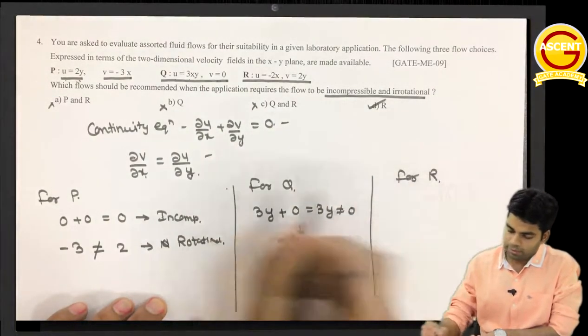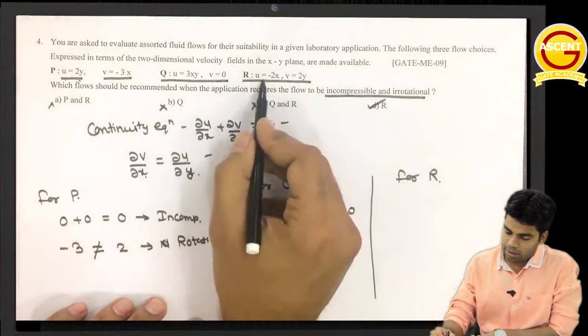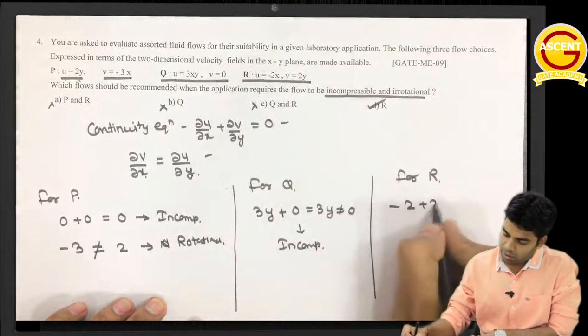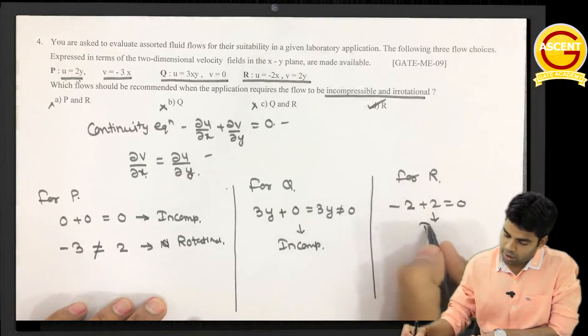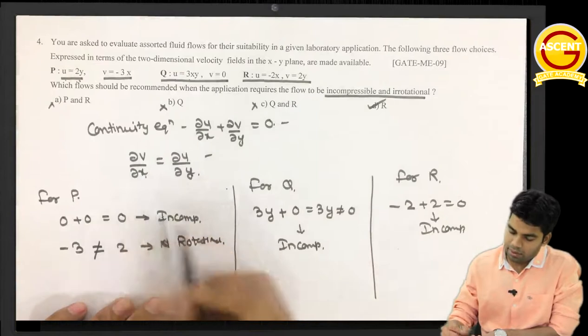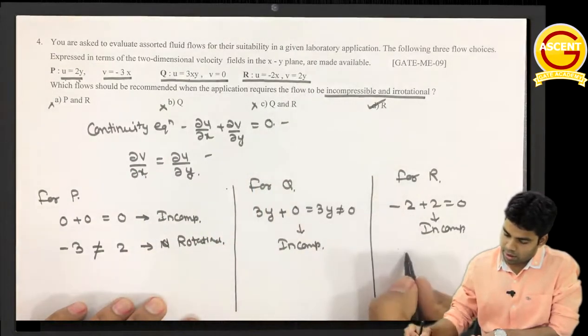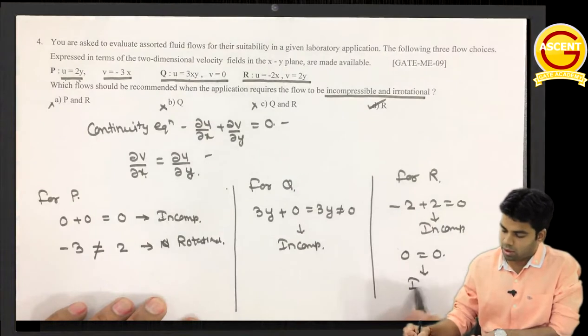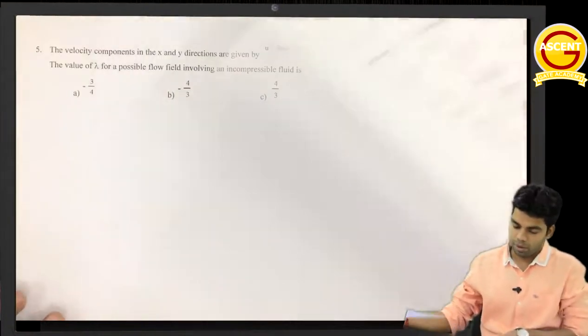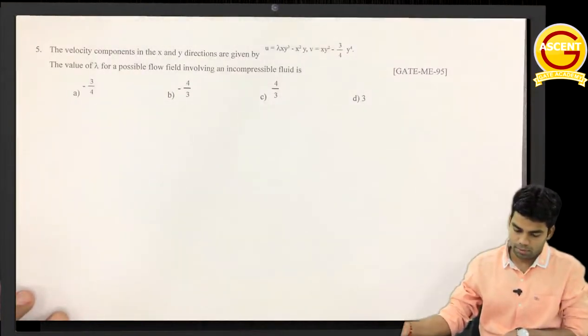For R, del u by del x is minus 2 plus del v by del y is plus 2, which is equal to 0, therefore it is an incompressible flow. Now at the same time, del v by del x is 0 and del u by del y is again 0, so this is an irrotational flow. Getting this? So the answer should be D. Clear or not? Okay, now next question.